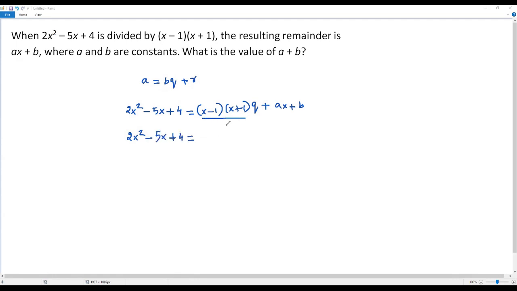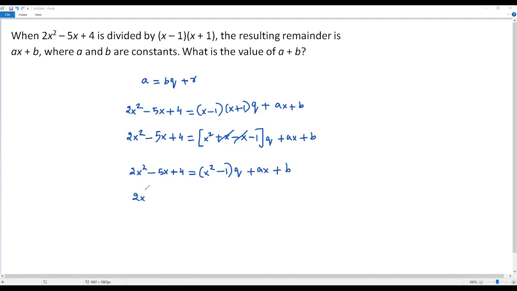Here we can multiply these two binomials. Let me multiply. x times x is x². x times positive 1 is positive x. Negative 1 times x is negative x. Negative 1 times positive 1 is negative 1. Then times q plus ax + b. Here this positive x and negative x will become 0. Let me write 2x² − 5x + 4 equals, so here we have (x² − 1) times q plus ax + b.